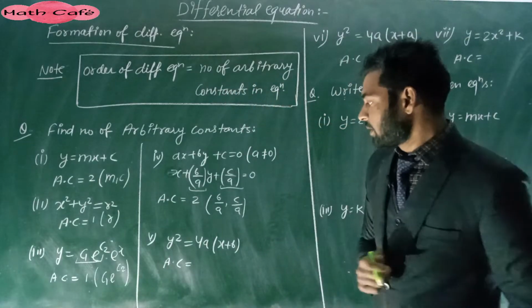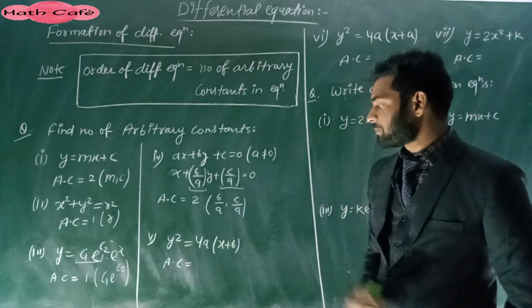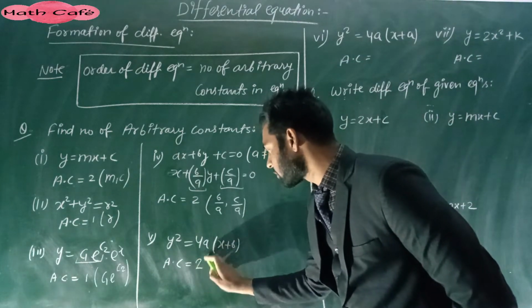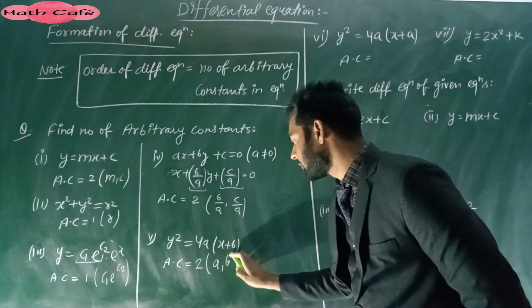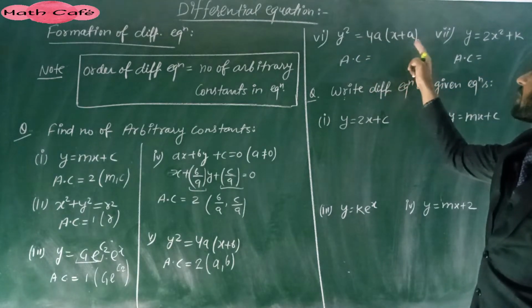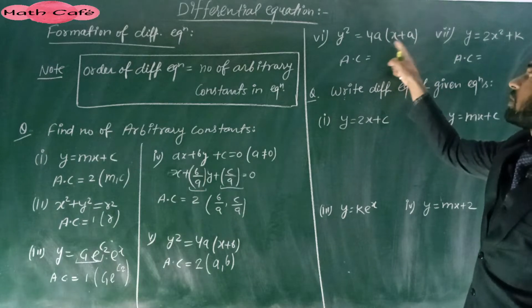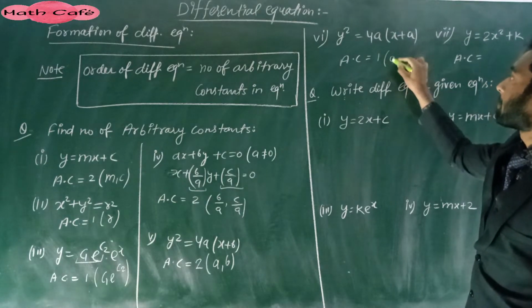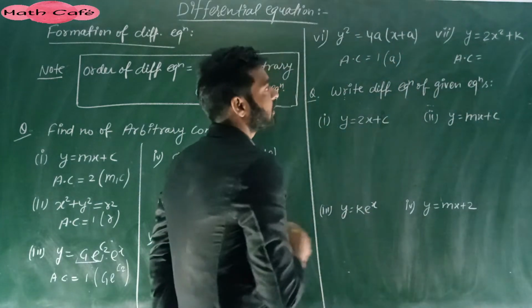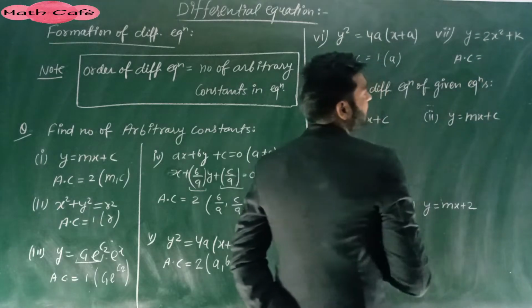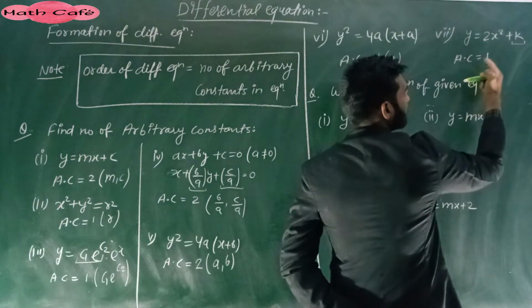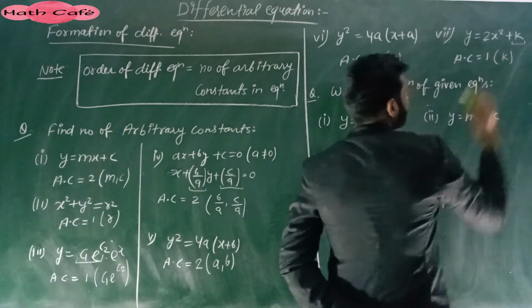Let's move to the next example, which is y square equals 4ax plus b. You can easily see that there are 2 arbitrary constants. The first one is a and the second one is b. Alright, the next example is y square equals 4ax plus a. Here there is only one arbitrary constant, which is a. Hope you understand this. Let's move to the last example of this question, which is y equals 2x square plus k. Here only one arbitrary constant, which is k. So the number of arbitrary constants is 1, and that is k.